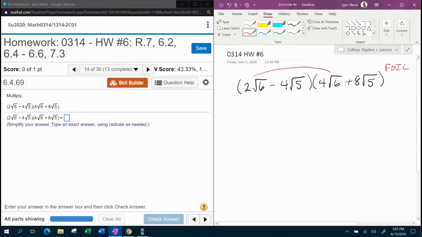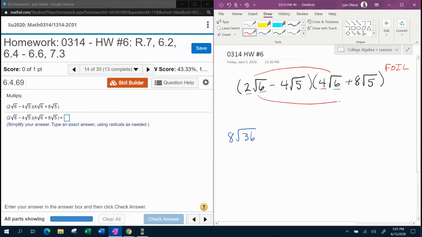First, multiplying 2 square root of 6 times 4 square root of 6. When you multiply radical expressions, you multiply the coefficients first. So 4 times 2 is 8. And then, if they both have a square root, you multiply the radicands. So the square root of 6 times square root of 6, that's going to be square root of 36. Okay, and that is the first step.